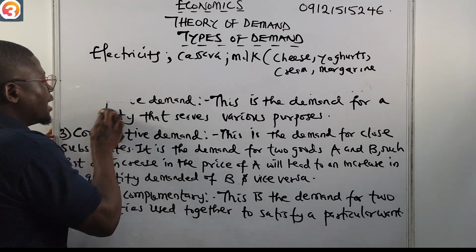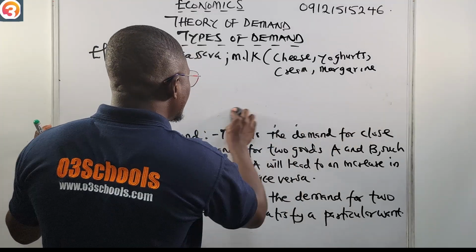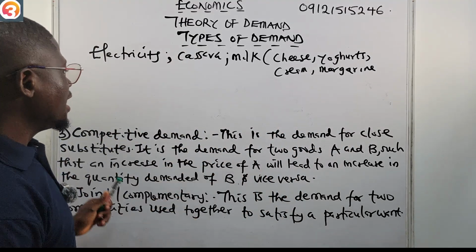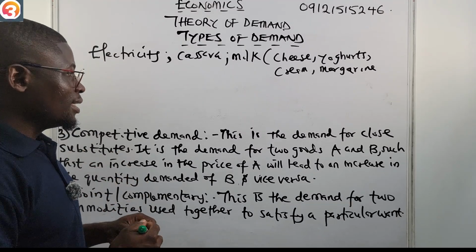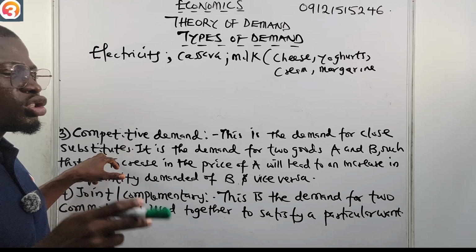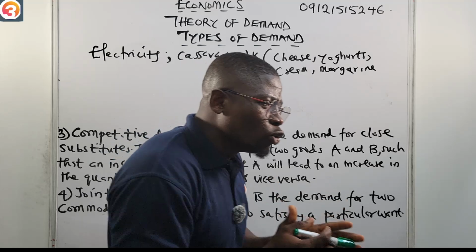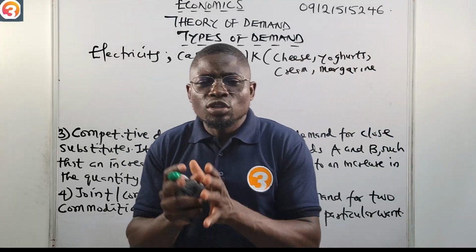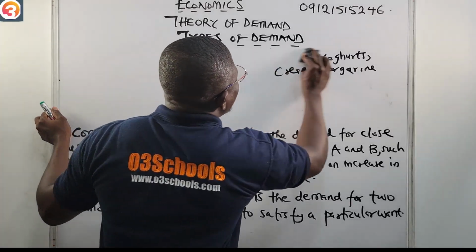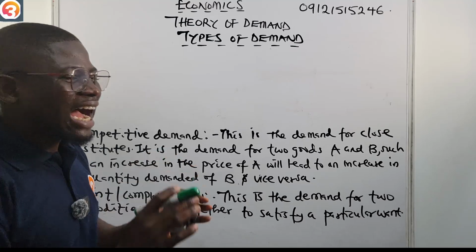So now let us see the third example. The third type of demand we'll consider is, of course, the competitive demand. Competitive demand is the demand for close substitutes. It is the demand for goods or commodities that have close substitutes. That is what competitive demand is.